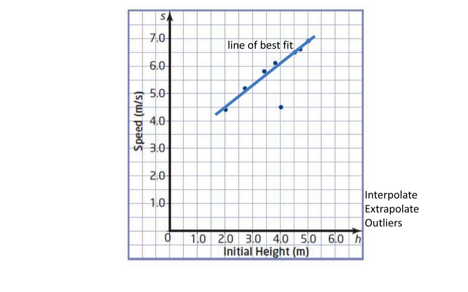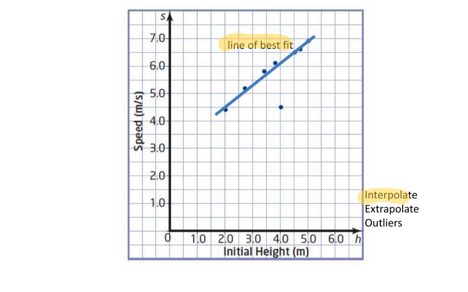I've gone ahead and drawn a line of best fit. Remember, a line of best fit is a straight line. It is drawn through most of your points, or you can have an equal number of points above or below the line. Remember, this doesn't have to be perfect. It is just an approximation. This line of best fit can be used to interpolate, extrapolate, and to spot outliers.